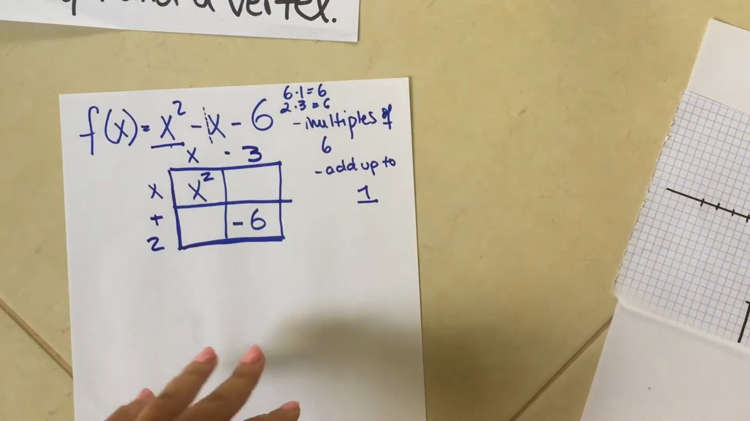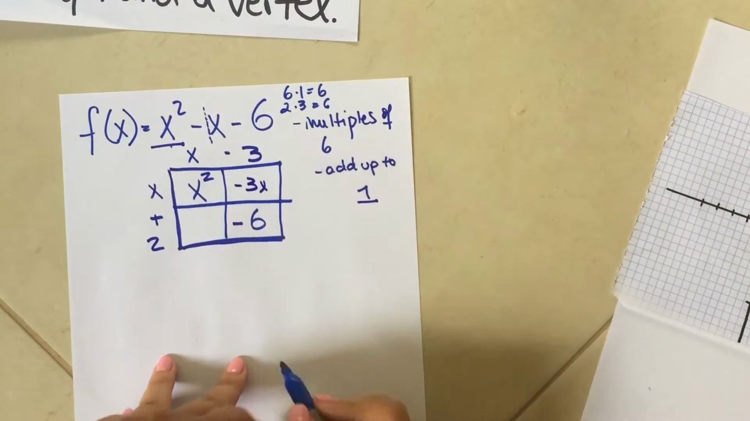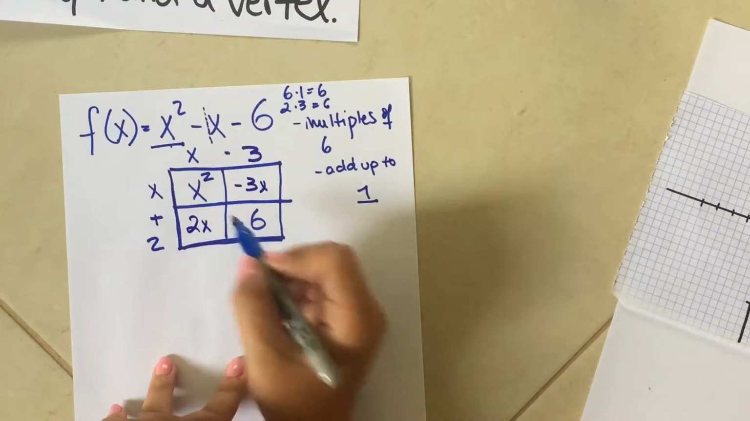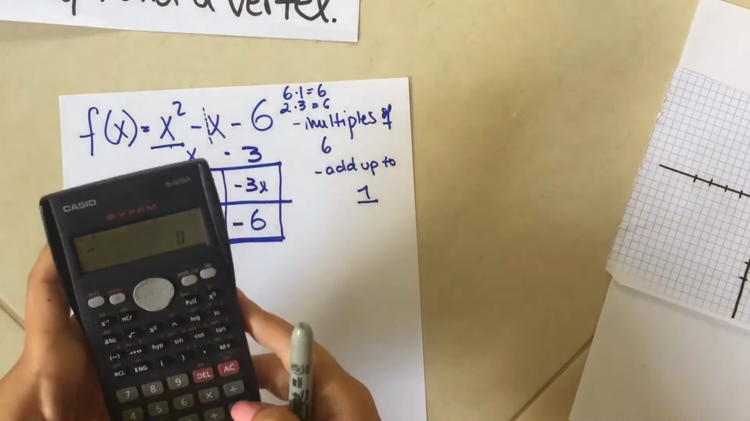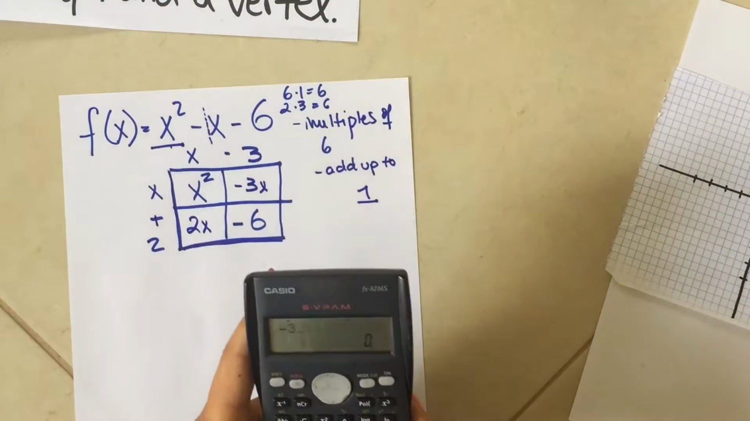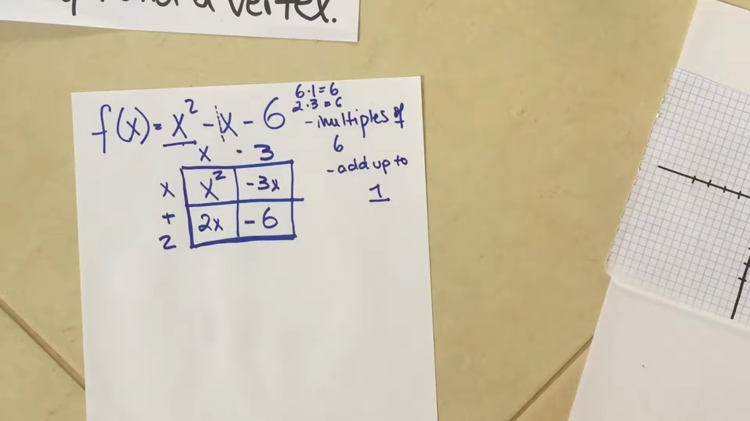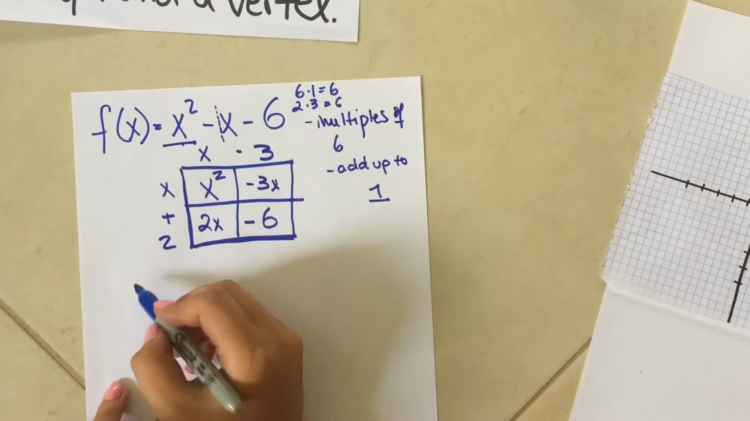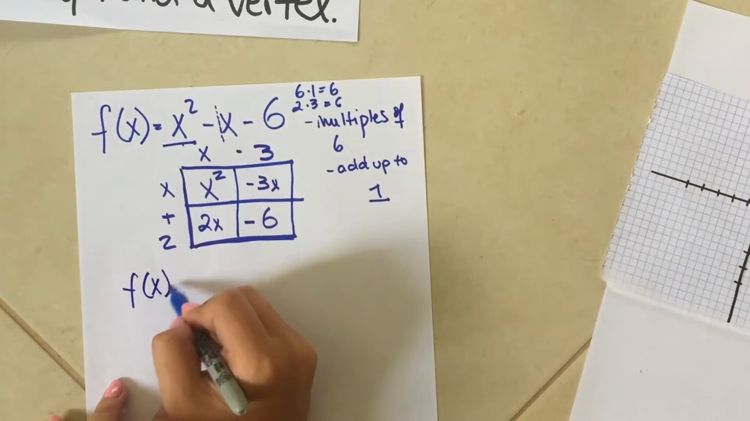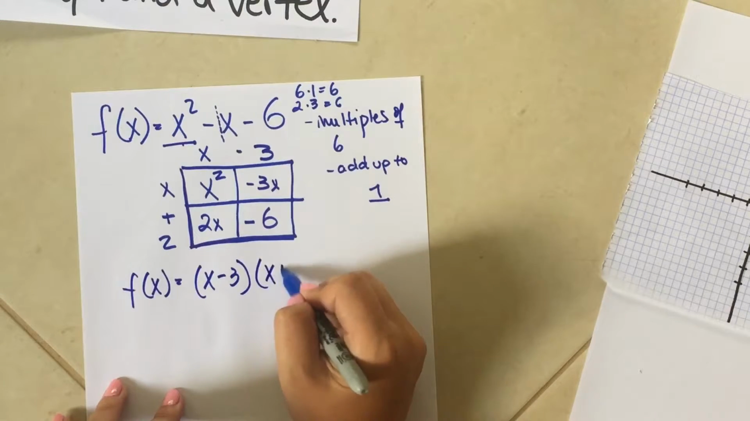So let's put it in the square. First we put -3x. Here we put 2x. -3 plus 2 equals -1. So now let's put it in what we call factored form. f of x equals x minus 3, x plus 2.